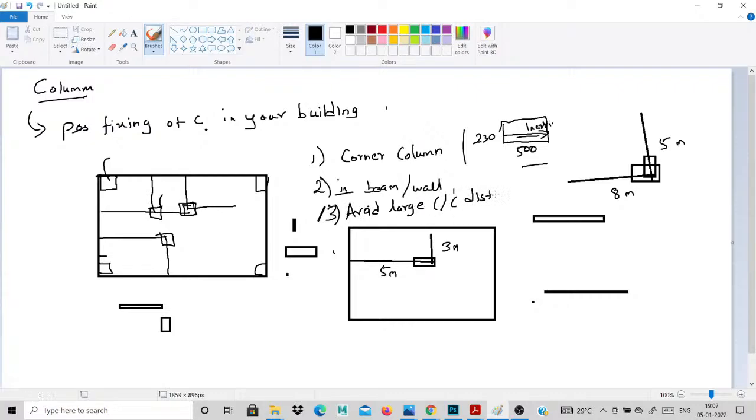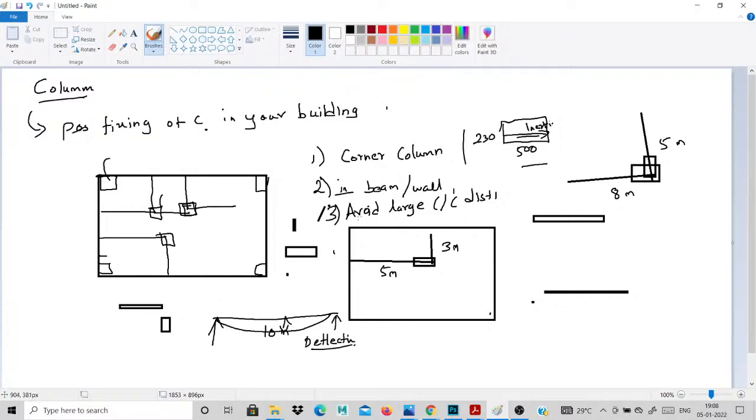Okay, why avoid the large center to center distance? You put this one column, and this is another column. If you go for 10 meters, the bending and deflection will be high. If your columns go for higher spacing, the deflection and bending will be high. So to reduce your deflection and bending, you reduce your column spacing. Okay, that is the main point. You avoid the large center to center distance, so automatically you reduce the deflection and bending in your beam. That is the main point.